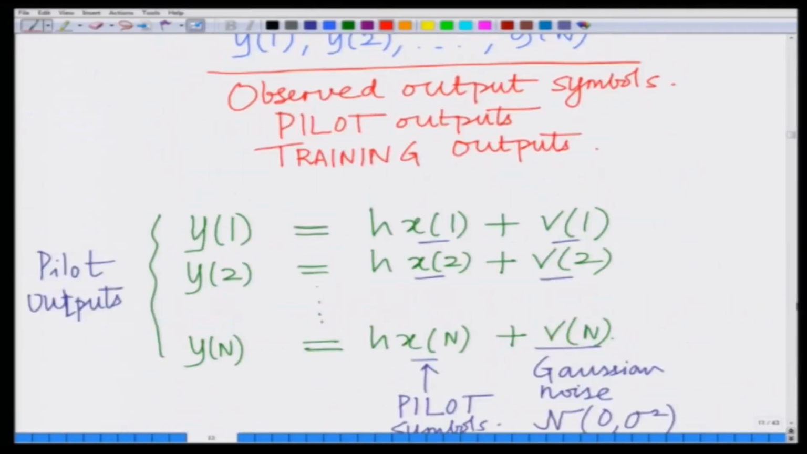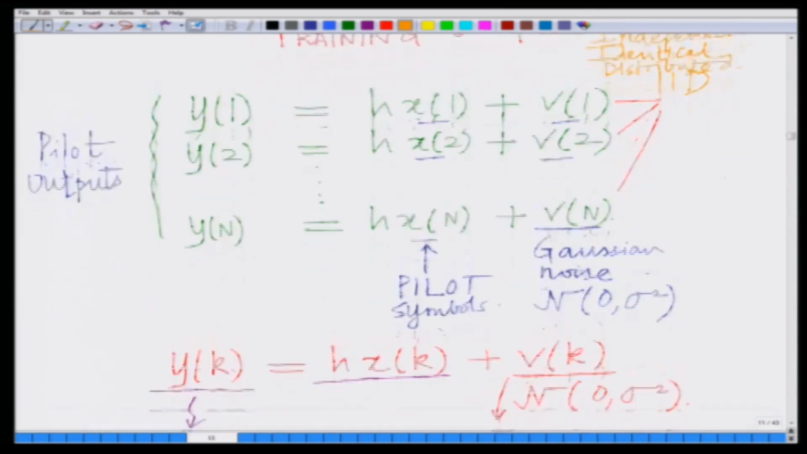Now, similar again to the wireless sensor scenario, we are going to assume that these noise samples V1, V2, Vn are IID, that is independent, identically distributed. We know what is the meaning of IID: these are independent, identically distributed.